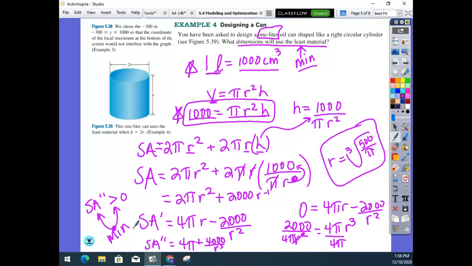So the dimensions themselves, this is our radius. And if we plug the radius back in up here, we get the height to be something. All right, I'm going to jump to the easy answer. 2 cube roots of 500 over pi.